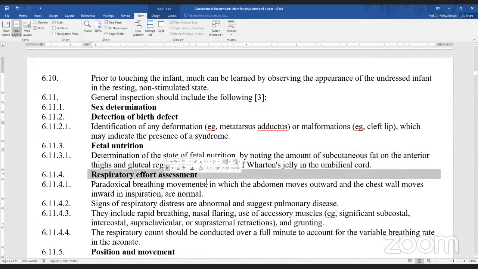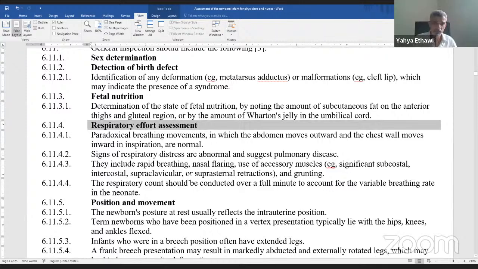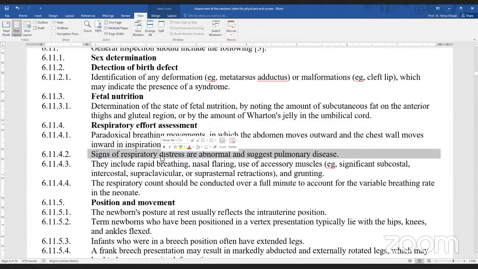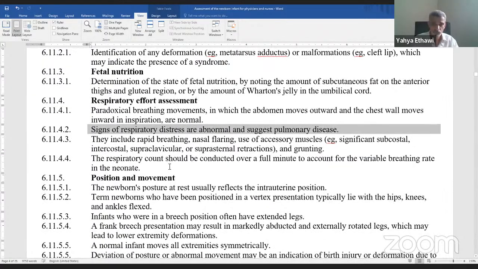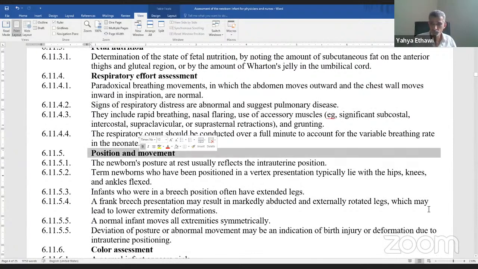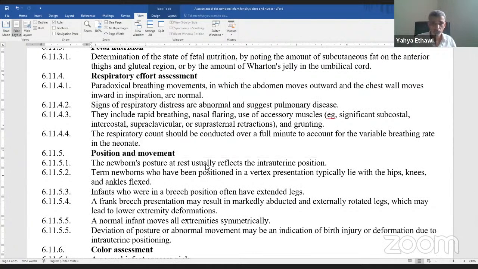Respiratory effort: you need to look if the baby is working hard, the pattern of the breathing, any signs of respiratory distress. I'm not going to discuss this because I think everybody knows. Then the position and movement of the baby, the baby's posture.